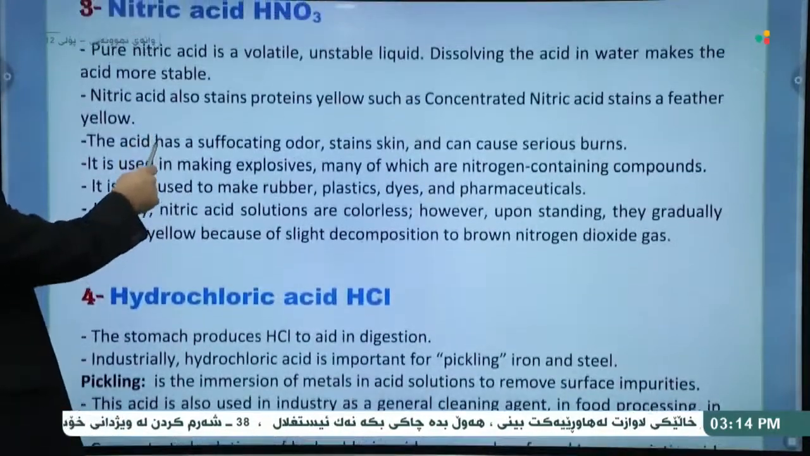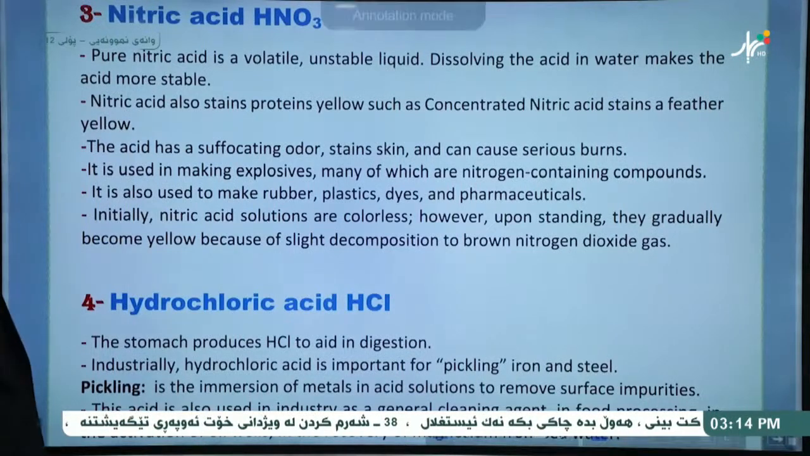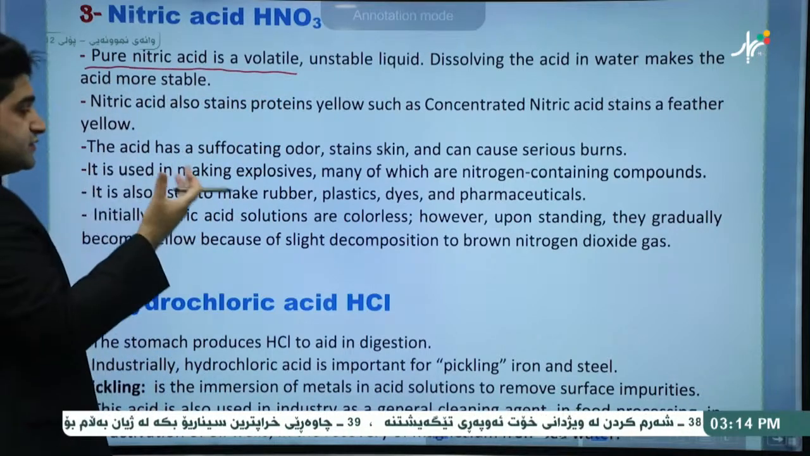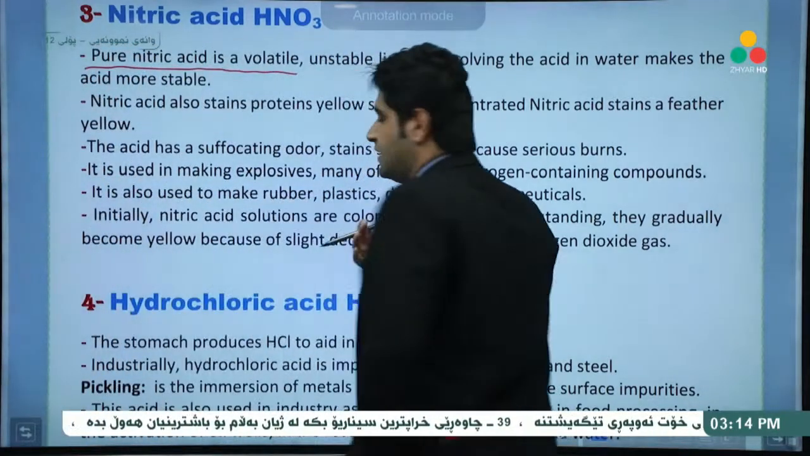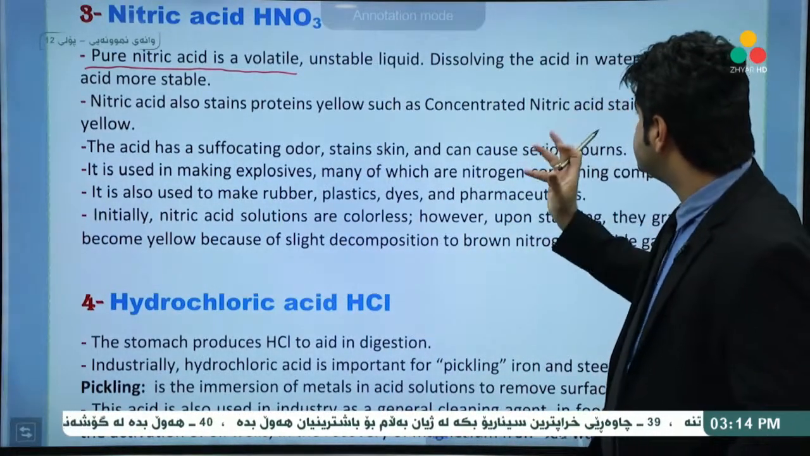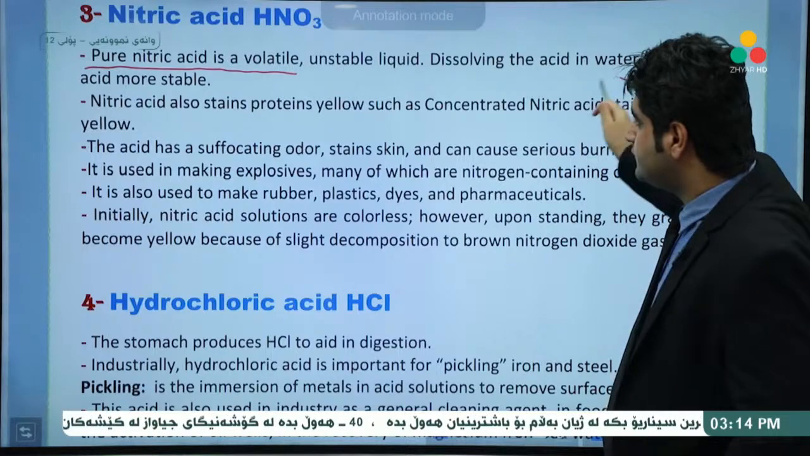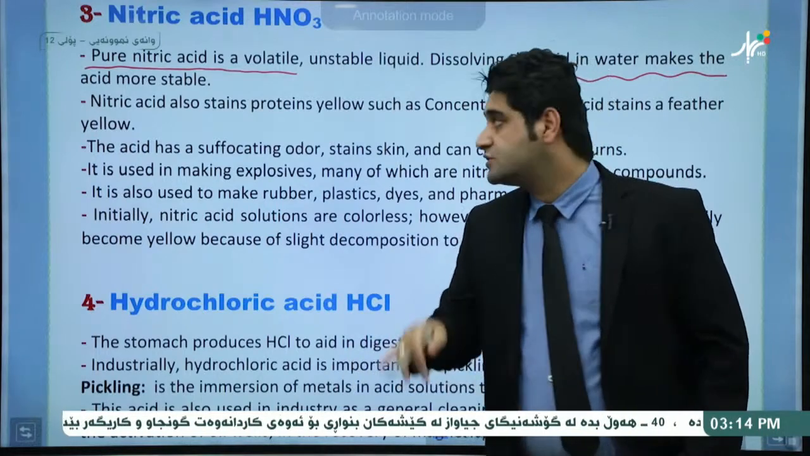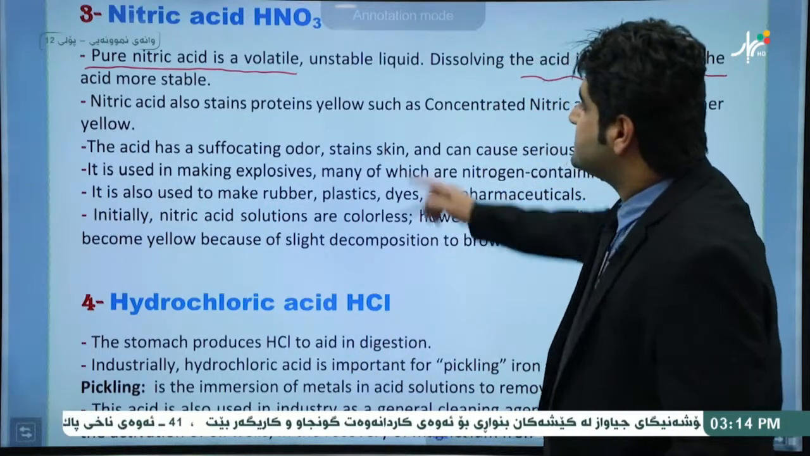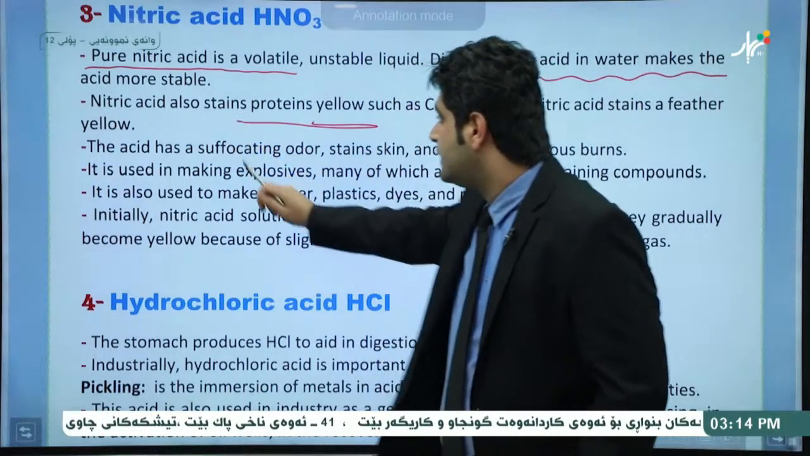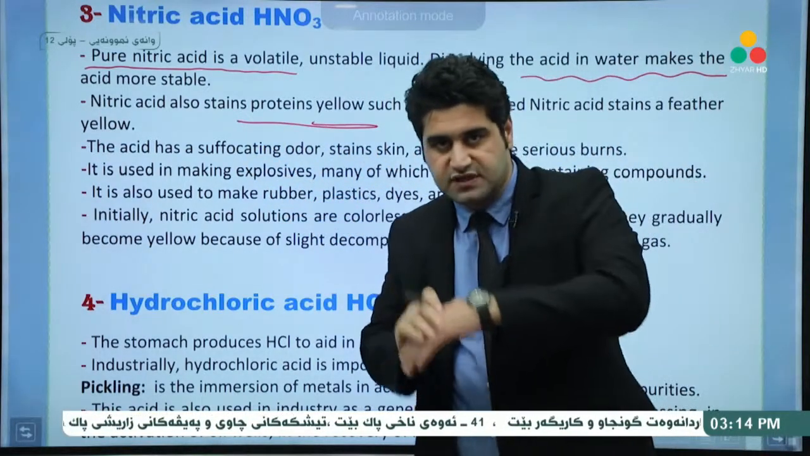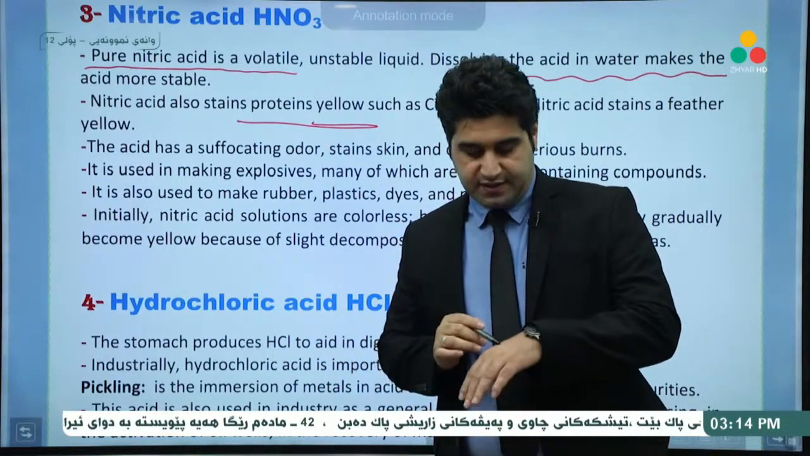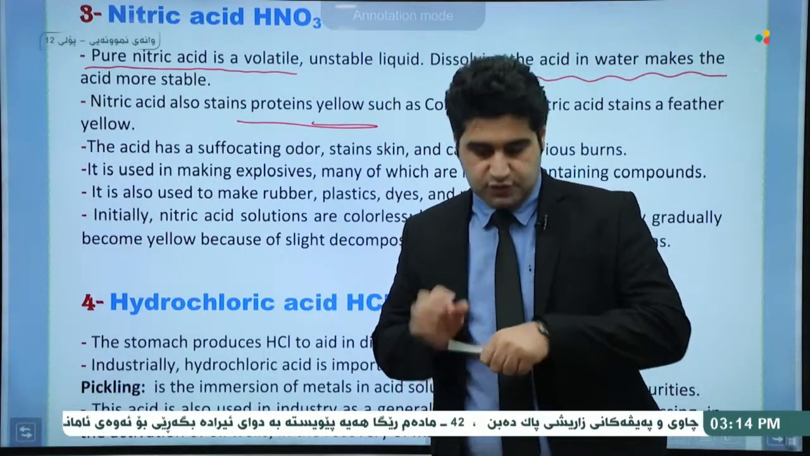Nitric acid. Pure nitric acid is a very volatile liquid, and it's colorless. It's unstable, but if we dissolve it in water, it will be more stable because the concentration is reduced. Nitric acid stains proteins yellow. If nitric acid is exposed to a protein, the color of the protein immediately becomes yellow. For example, if we put a drop of nitric acid on our skin, it will turn yellow.